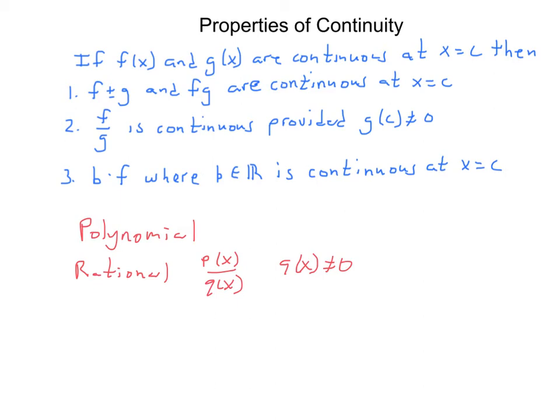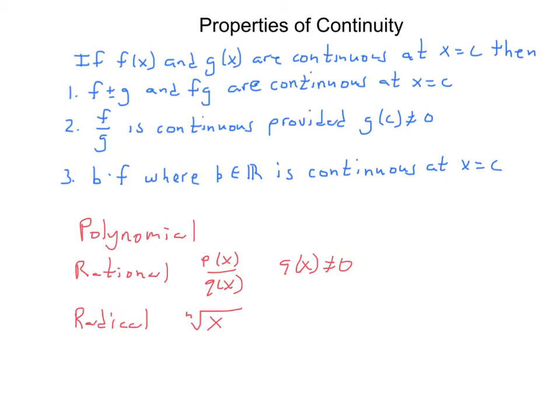Okay. Radical functions are also continuous at every value of x in the domain. These are where we're dealing with any nth root of x. We've talked about this last year: when n is an odd value, the domain is all real numbers. When n is even, the domain is going to be x greater than or equal to 0.